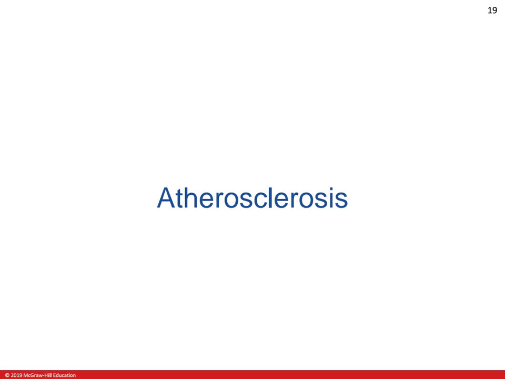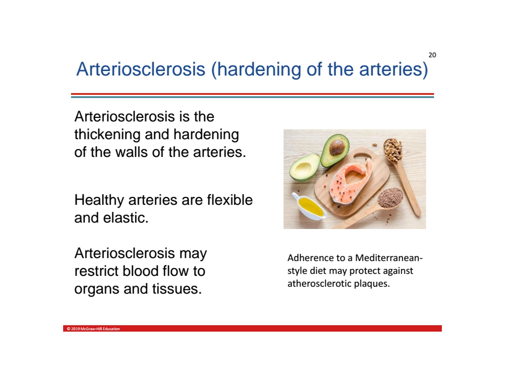The next topic is atherosclerosis. The general term for hardening of the arteries is arteriosclerosis. Normally, healthy arteries are flexible and elastic, but as people age, and also due to poor diet and inactivity, the blood vessels can get harder and harder, and this may lead to a point in which you have restricted blood flow to organs and tissues. So it can be quite serious medically.